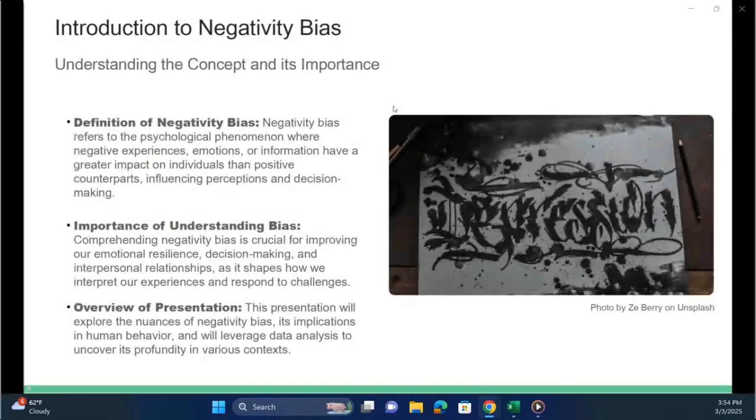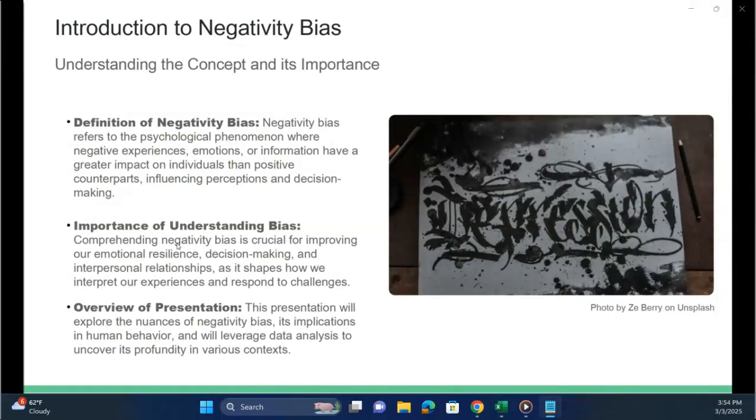So first, we're going to talk about what negativity bias really is. According to the APA, the American Psychological Association, the negativity bias refers to the phenomenon of the mind where negative experiences, emotions, or information have a much greater impact on individuals than positive things. Basically, what this does is it influences perceptions and the decision making of people in society.